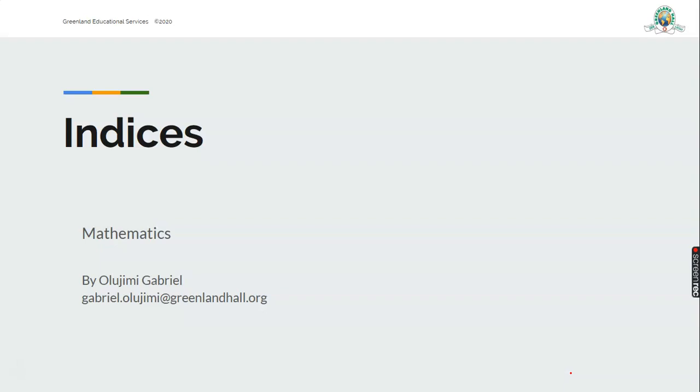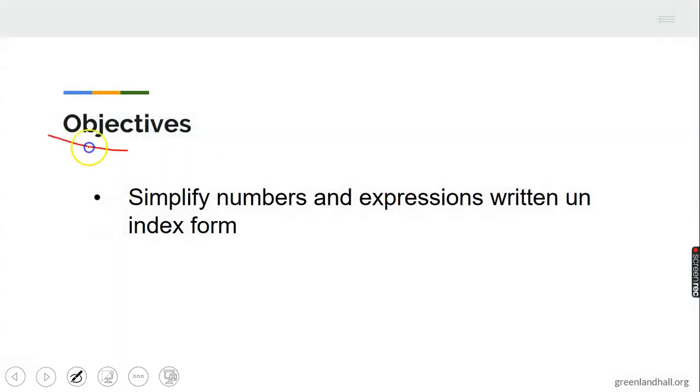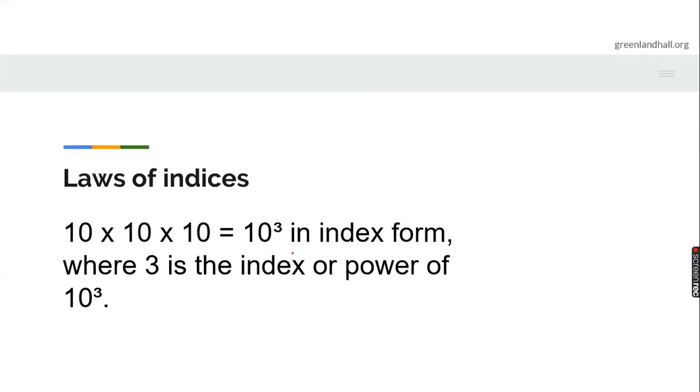Today we'll be talking about indices. Before we move to the topic, the objective of this topic is to be able to simplify numbers and expressions written in an index form.